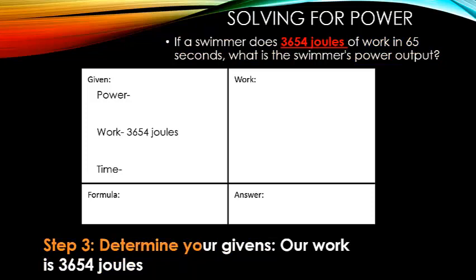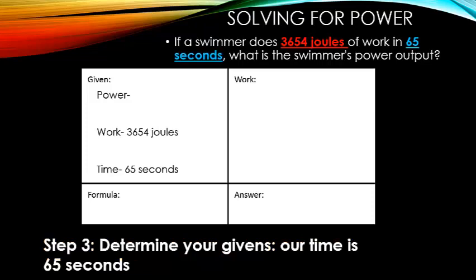So, our work is 3,654 joules, and I've highlighted that in red in our question. Since we know our work is 3,654 joules, I'm going to plug that into the work spot in our givens box. Now it's time to find our next unit. Our next unit is time. Our time is 65 seconds according to our question. I've highlighted that in blue in our question, and I've plugged that into our time spot in the givens box.